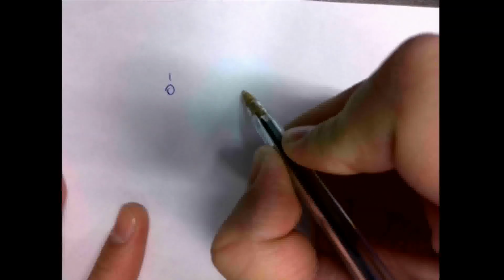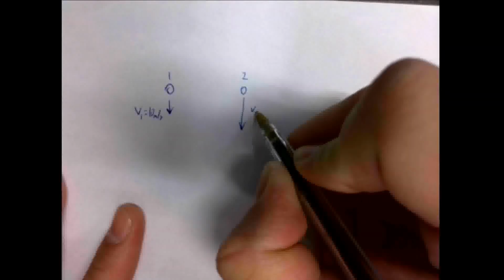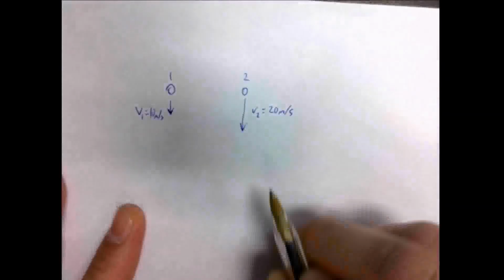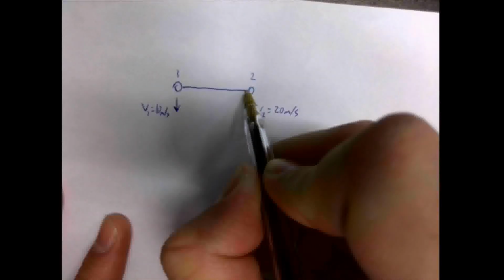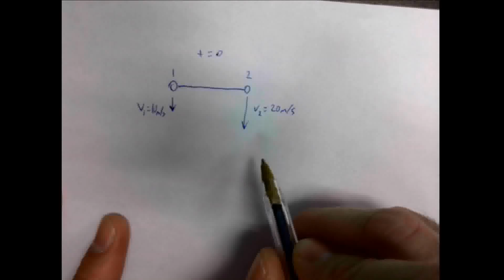So a question you might ask is, how can you tell if two objects are in motion with respect to each other? One way to do that is to compare a straight line segment that connects these two objects. So let's imagine there's an object 1 and an object 2. Object 1 is traveling down at a velocity of, we'll say, v1 equals 10 meters per second, and object 2 is traveling down at a v2 of 20 meters per second. The straight line segment between them at time equals 0 would be this distance here, and we'll just call that distance d.